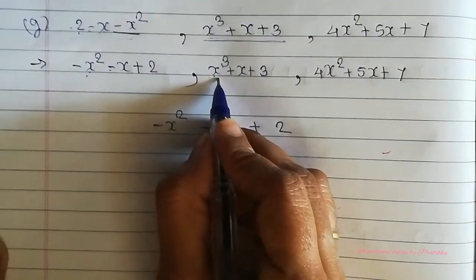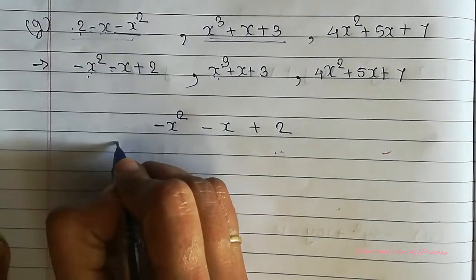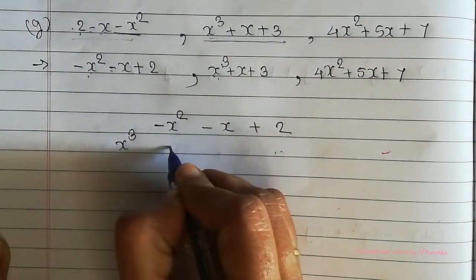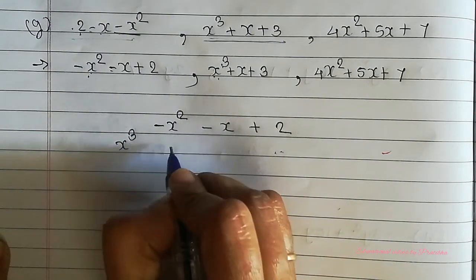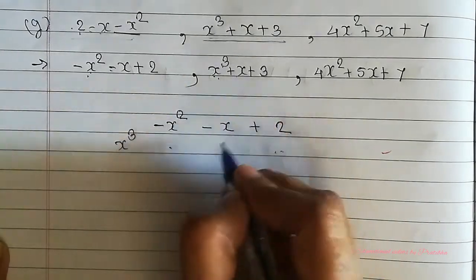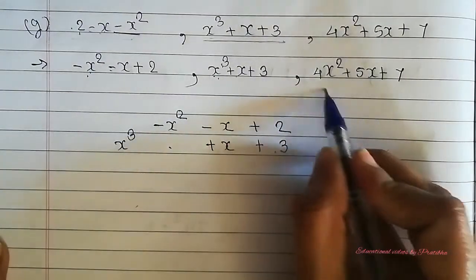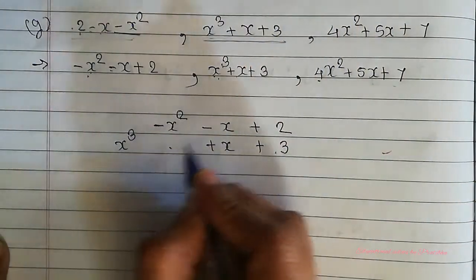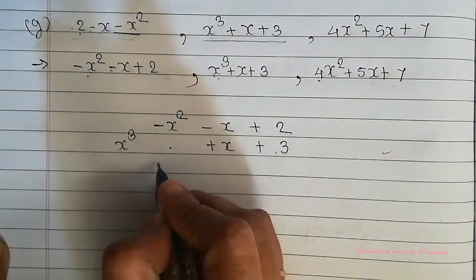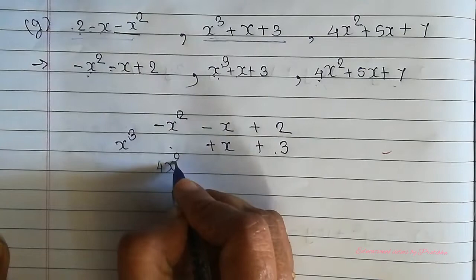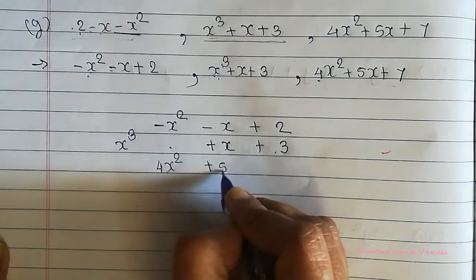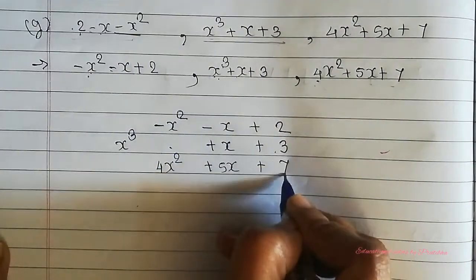Now I'm copying the second expression, that is x cube. For power 2 nothing is mentioned, so we will keep it as it is. Then plus x plus 3. Now I'm going to copy this last expression. The highest power is 2, so 4x square plus 5x plus 7.